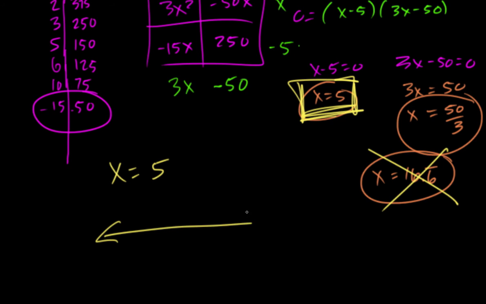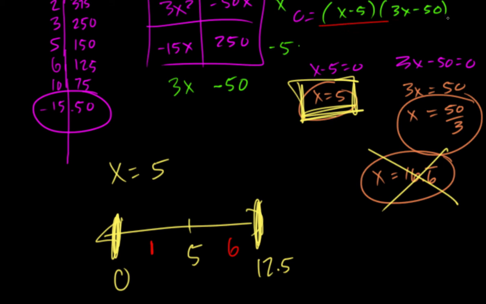So we need to make a sign diagram from 0 to 12.5, then we have our 5. I'm going to choose 1 and 6, and plug it in right here. If I plug in a 1 here, it's negative. Plug in a 1 here, it's still negative. Negative times negative is positive. If I plug in a 6 here, it's negative. Plug in a 6 here, it's now positive.